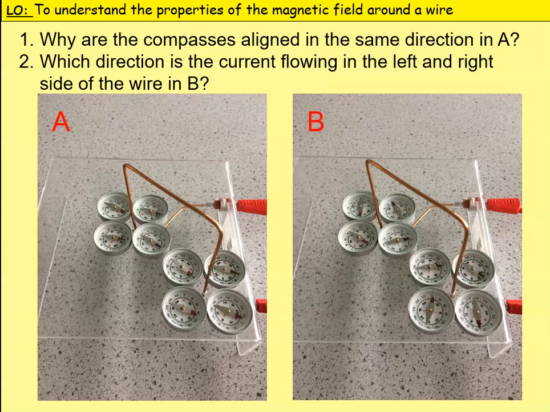In B, we can see the direction that each compass is going in there. So use our right hand rule. On the left hand side, the one that's furthest up on there, we can see it's going around in an anti-clockwise direction. That means the current's travelling up that wire. On the lower part of it, on the right hand side, we can see that the compasses are going the opposite way, so it's going down on there.